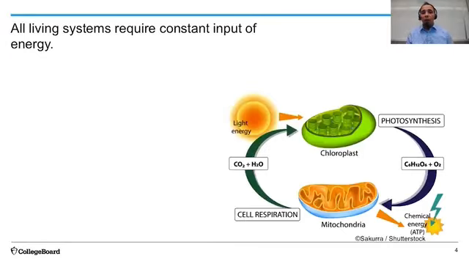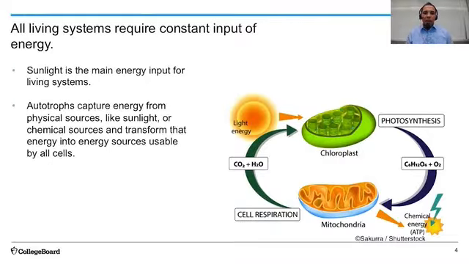All living systems require a constant input of energy, and sunlight is the main energy input for a living system. As you can see from that diagram, light energy from the sun is hitting the chloroplast of that autotroph. As we hopefully know, autotrophs capture energy from physical sources like sunlight or chemical sources and transform that energy into an energy source usable by all cells. It would be nice if we could just go out in the sun and photosynthesize. It doesn't work that way. And so we do need sunlight for autotrophs.